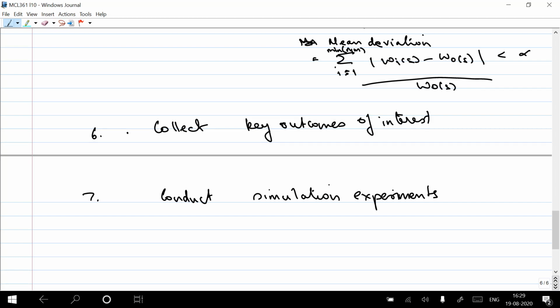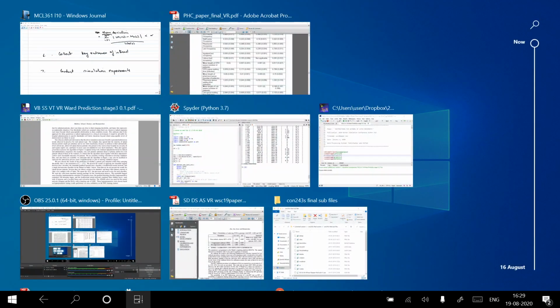So what I do is I use my simulation, I simulate the change in the configuration of the clinic, I see how it affects waiting time, and then I incorporate it into the actual system. So the seventh step is conducting simulation experiments. Let me show you examples of that.